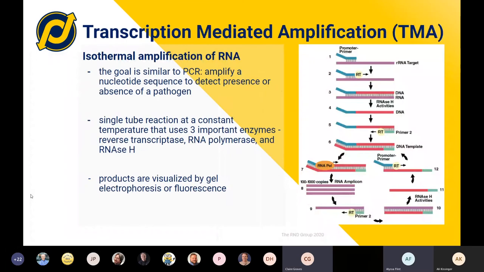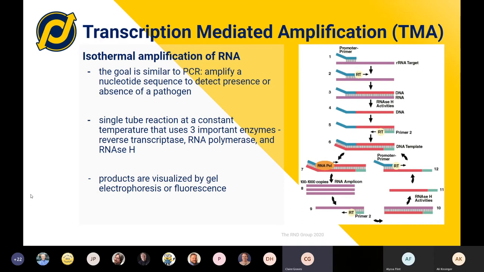Another thing that we discussed at that lunch and learn a few weeks ago is transcription-mediated amplification, known as TMA. Pretty basically, it's the isothermal amplification of RNA. The goal of this is very similar to that of PCR. You're going to be amplifying a nucleotide sequence to detect the presence or absence of a pathogen. But this time, you get to start with RNA, because it's very common that viruses have RNA as their genetic material rather than DNA. It's a single tube reaction. It's a little bit more efficient and effective.